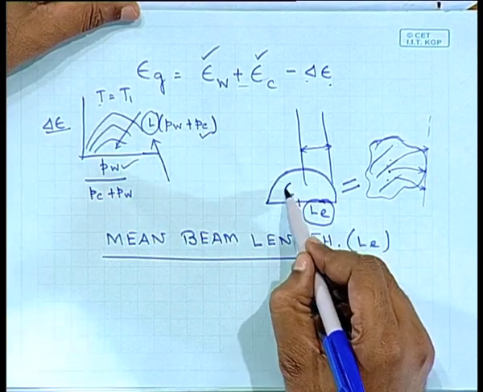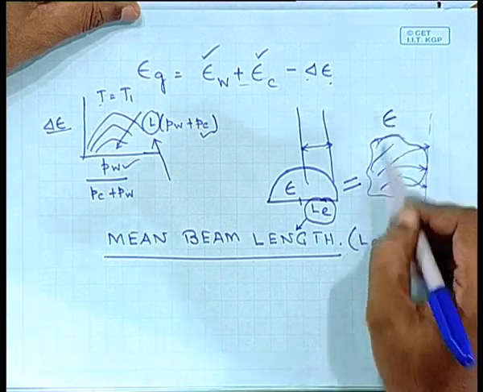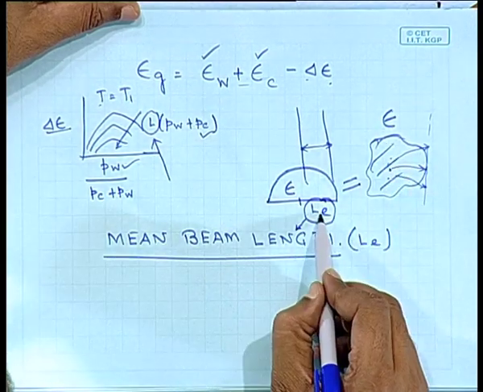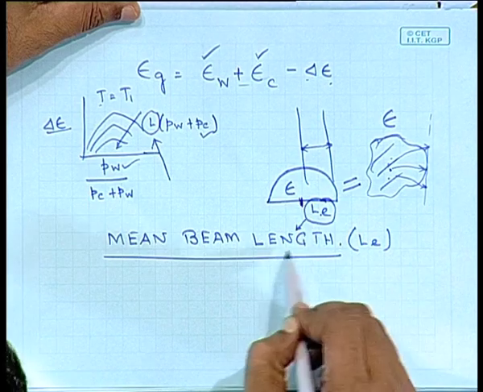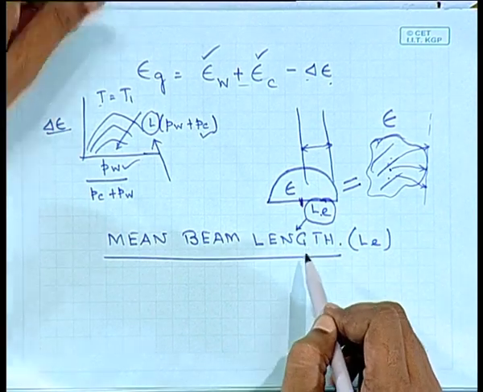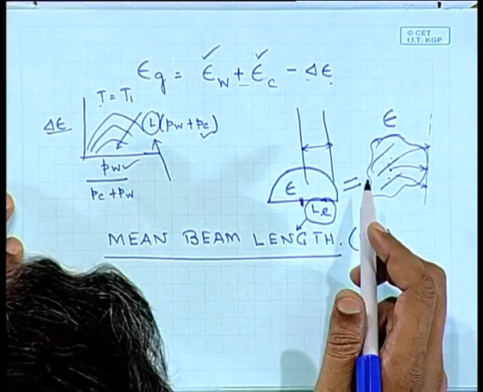If the emissivity of this hemisphere and the emissivity of this are equal, then LE, which is the radius of the hemisphere, is the mean beam length. And you have a table in your text which gives you the specific geometry, whatever be the characteristic length and whatever be the mean beam length. So those are already computed and they are listed.